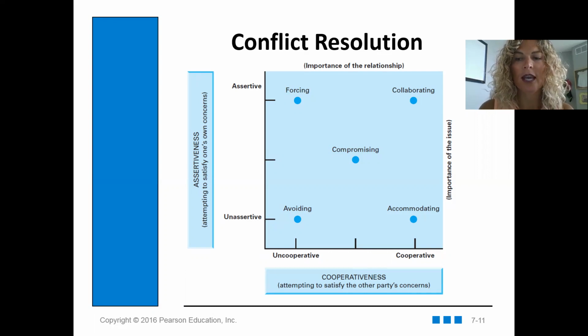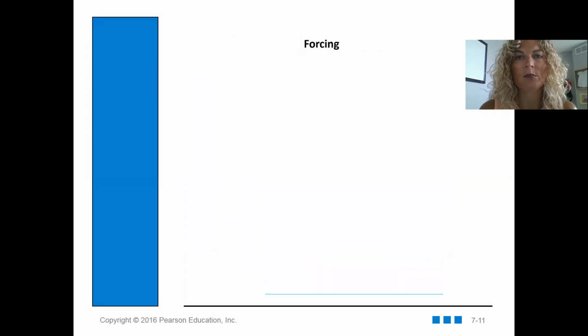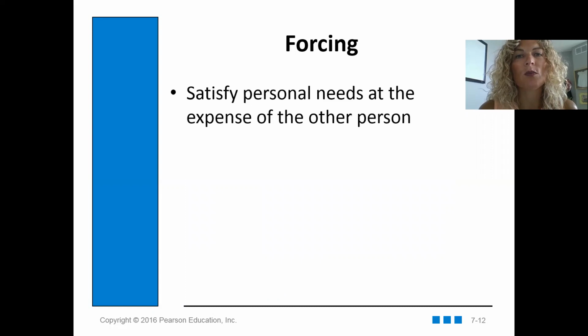And so we're going to look at the first strategy as being forcing. All right, so when we look at forcing, the chart would indicate that there's a high concern. It's up there with assertiveness, right? So high concern for myself, a low concern for the other person, the other party involved. And so you can see the first point of forcing is satisfy personal needs at the expense of the other person, because I don't really care about that other person.